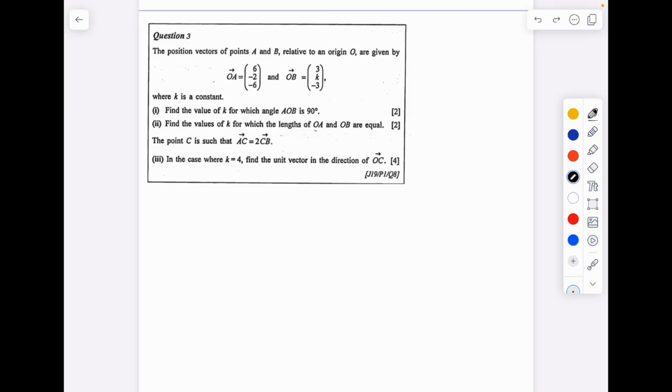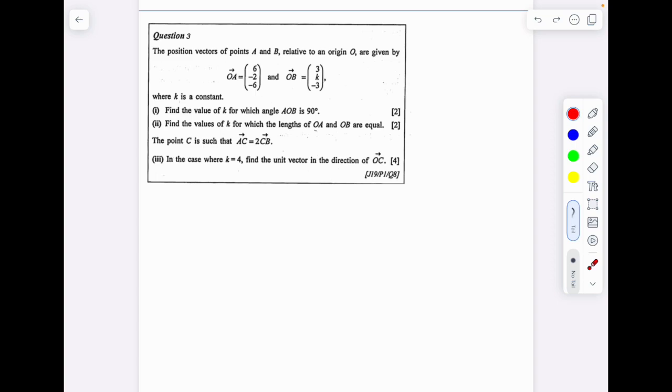Alright guys, now here, for question 3, we've got the position vectors of points A and B relative to an origin O given by the following. K is a constant. So find the value of K for which the angle AOB is 90 degrees. Well, how do we do that? How do we approach this question?